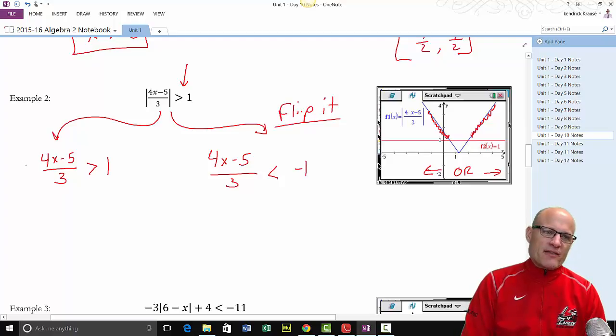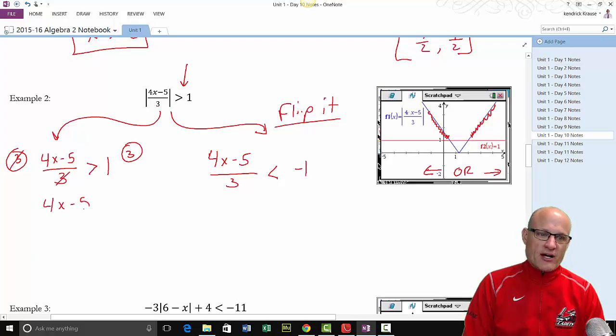So let's solve these. I'm going to multiply this side by 3, and I'm going to multiply this side by 3. Don't do the cross-multiplying, because you're getting all kinds of problems. We're just going to multiply this side by 3, because those 3's will cancel. So I end up with 4x minus 5 greater than 3. If you do that cross-multiplying on inequalities, you don't even know what side to put things. So don't do it. Add the 5, I get 4x greater than 8. X is greater than 2.